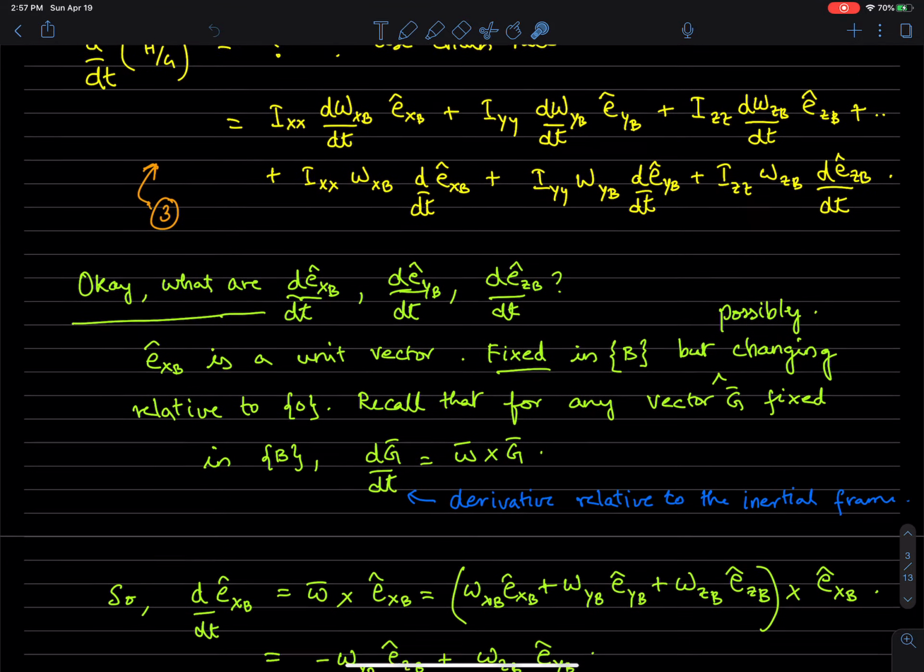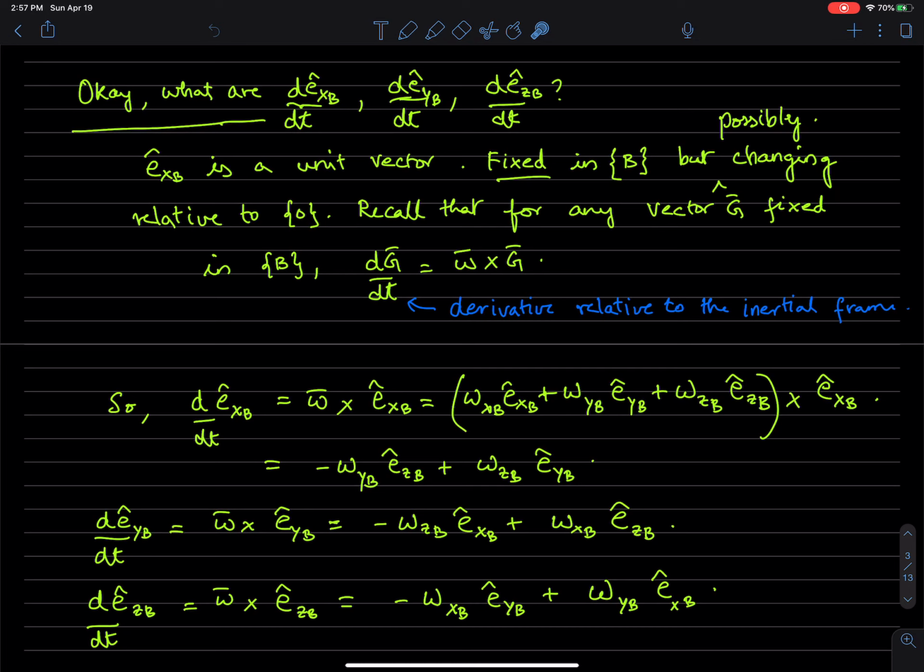So let me go back to that place. Okay, so exb is a unit vector. It's fixed in B, but possibly changing relative to 0. Recall, this is something we proved a couple of weeks ago: for any vector g fixed in B, dg by dt is omega cross g.